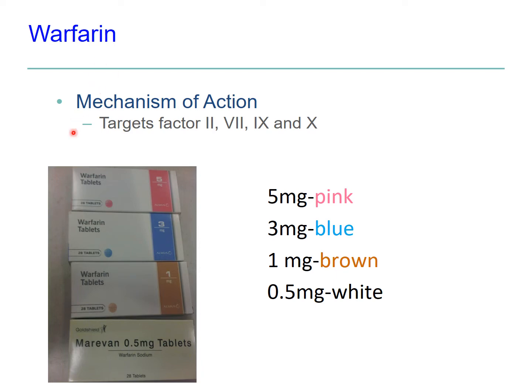Warfarin is available as tablets, which are color coded depending on their dose, so that patients can easily recognize them because sometimes they may be prescribed more than one strength of warfarin. So it's available as a 5 milligram tablet, 3 milligrams, 1 milligram, or 0.5 milligram, and they are of different colors for quick recognition.